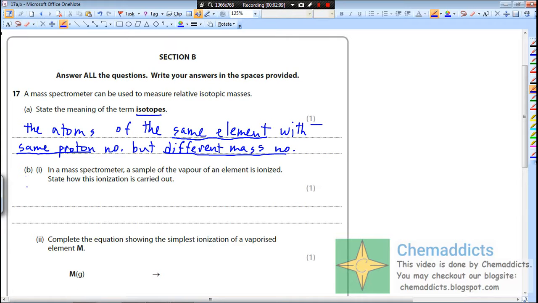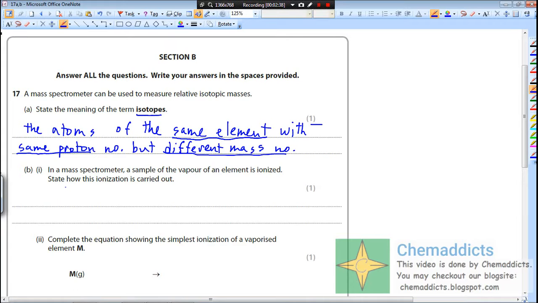Now fellas, let us move on to the next question. In the next question it has asked: in a mass spectrometer a sample of the vapor of an element is ionized. State how this ionization is carried out.